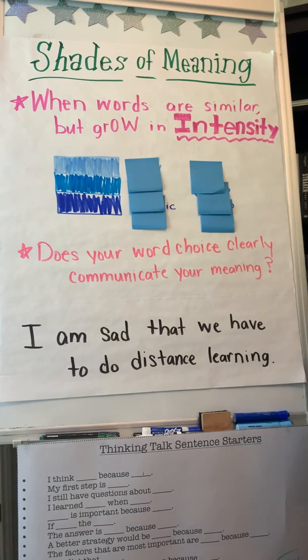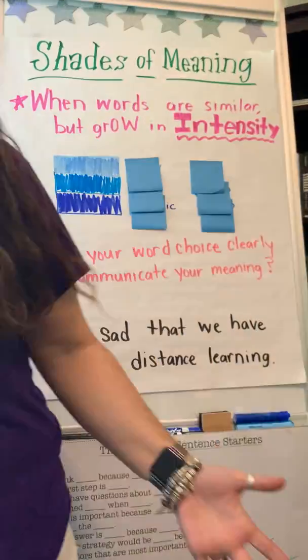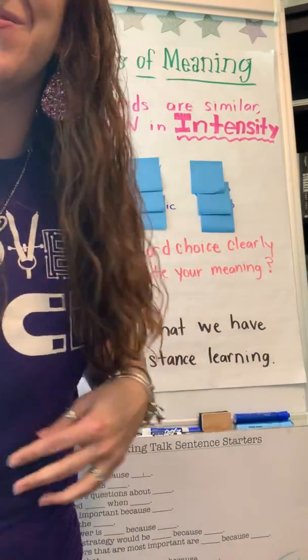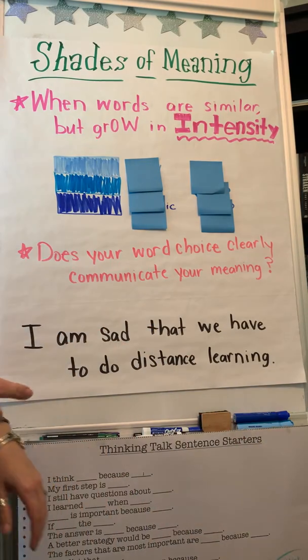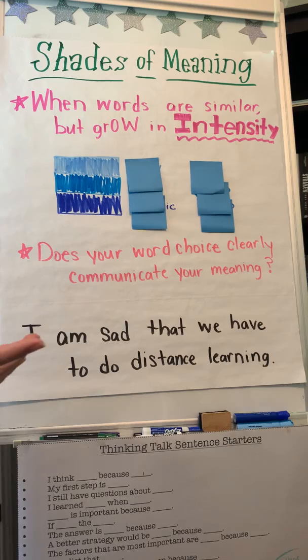Yesterday we did some math extension activities, so today we're going to work a little bit on writing. So, what are we going to work on today? Today we're going to work on something that sounds really cool called shades of meaning. Mr. Dorn, what does that mean? Well, let's figure it out.